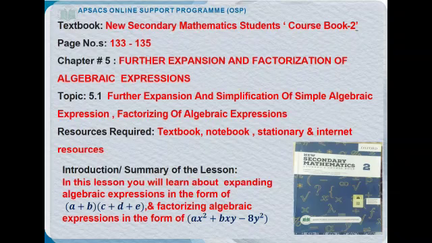Resources required: textbook, notebooks, stationery and internet resources. In this lesson we will learn about expanding algebraic expressions in the form of (a + b)(c + d + e), and factorizing algebraic expressions in the form of ax² + bxy − 8y².